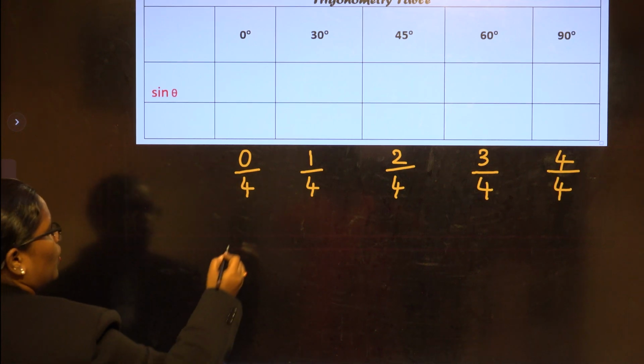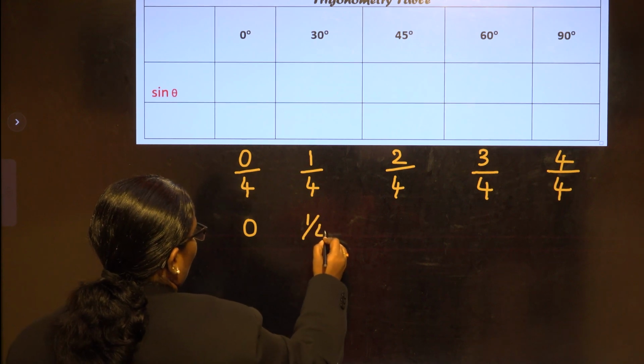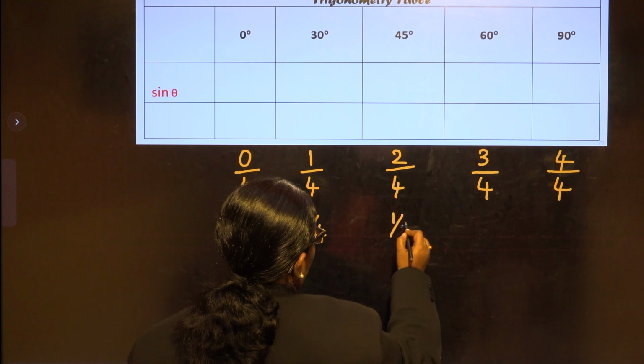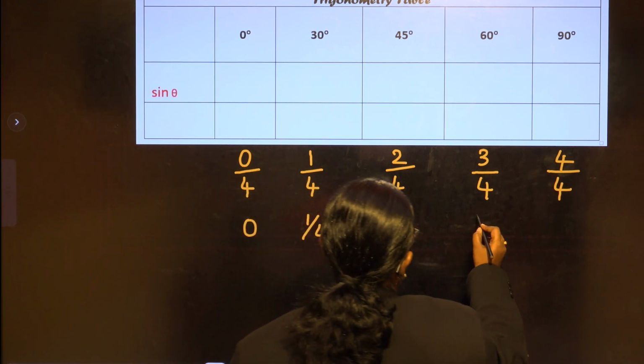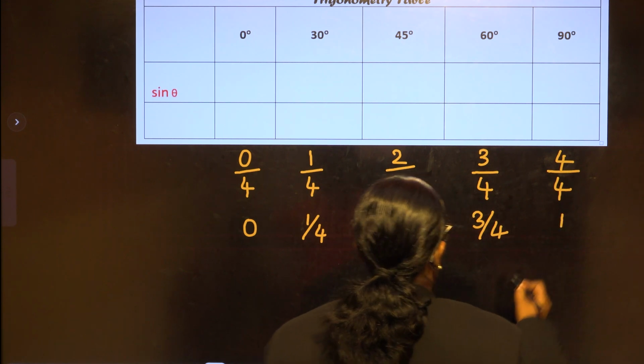0 by 4 will give you 0. 1 by 4 is 1 by 4. 2 by 4 when simplified will give you 1 by 2. 3 by 4 is 3 by 4. 4 divided by 4 will give you 1.